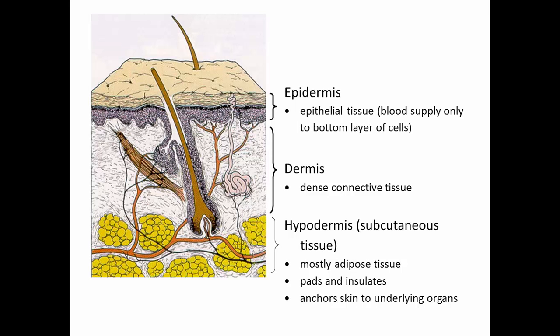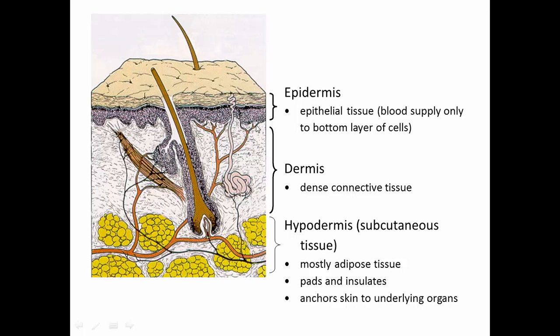Our skin is made up of 2 layers. The outer layer is called the epidermis, and that's primarily made up of epithelial tissue. In the epidermis, most of the layers of cells are either dead skin cells or dying skin cells. The only layer of living cells is the very bottom layer of the epidermis, and that's because this is the only layer of cells that actually receives a blood supply.